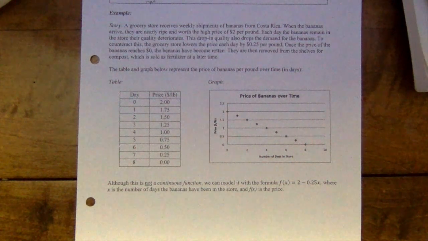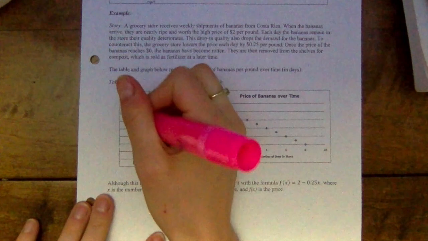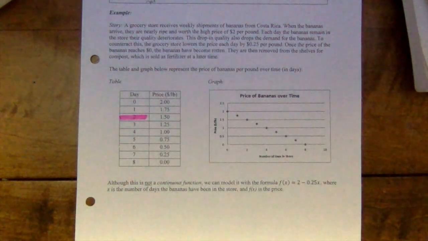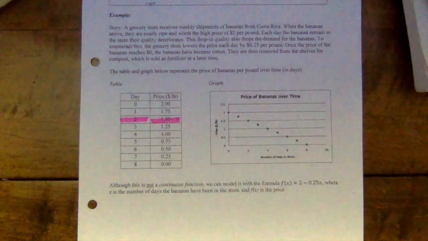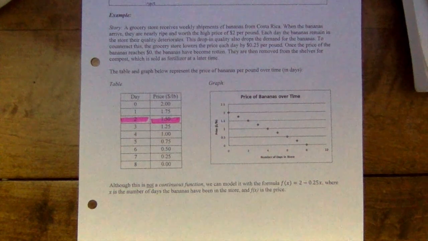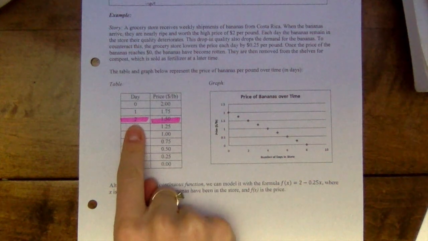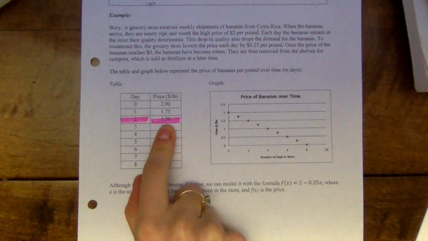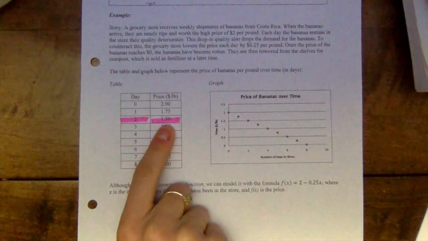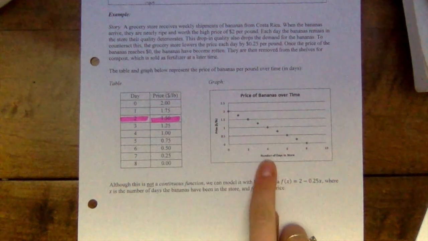So first, we could have used our table. Since x is our input, x is our independent variable, x is the number of days. I can look on my table where x equals 2 and go over to the y column and notice that when x equals 2, when the number of days that the banana has been in the store is 2, the cost of the banana in dollars per pound is $1.50. So hopefully you found the answer of $1.50 when you paused the video. Now let's move to the graph.